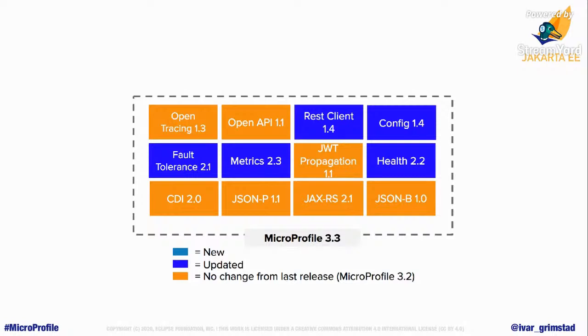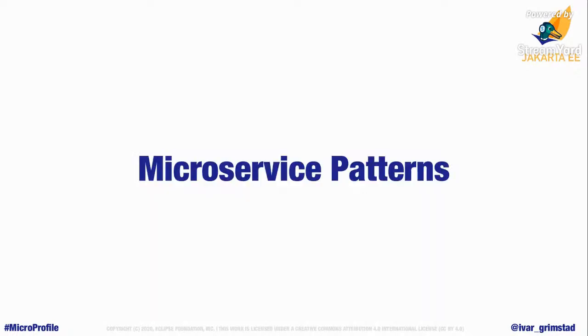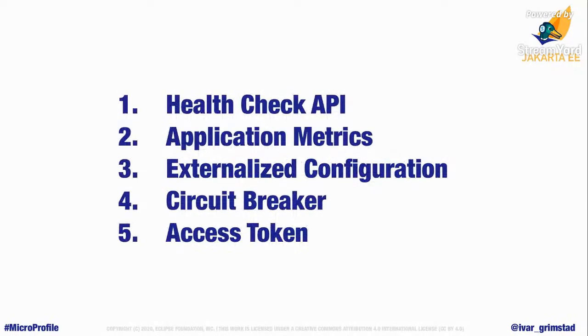So to repeat, it's all about specifications. These 8 specifications on top, and I'll go through 5 of them here today in the context of microservice patterns. The patterns I will be going through today are Health Check API, application metrics, externalized configuration, circuit breaker, and access token. And I'll do a lot of live coding going through these patterns. So I'll be switching back and forth, and I hope I can manage to do that properly with the screen sharing here. So just bear with me, and let's get going.